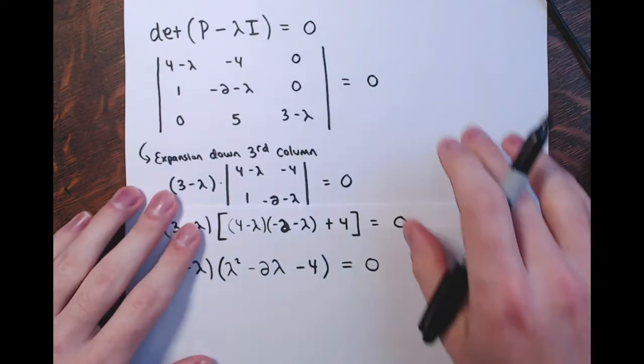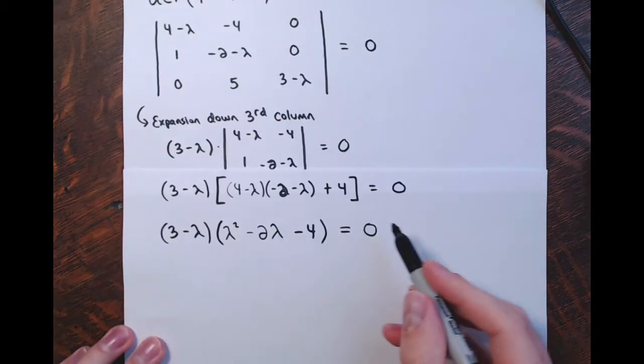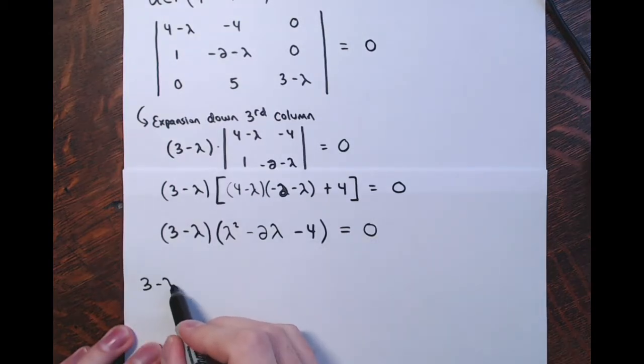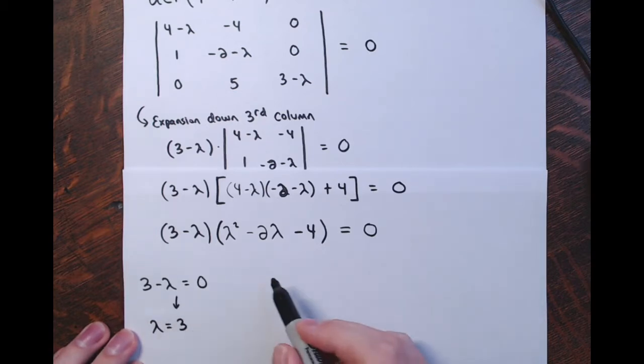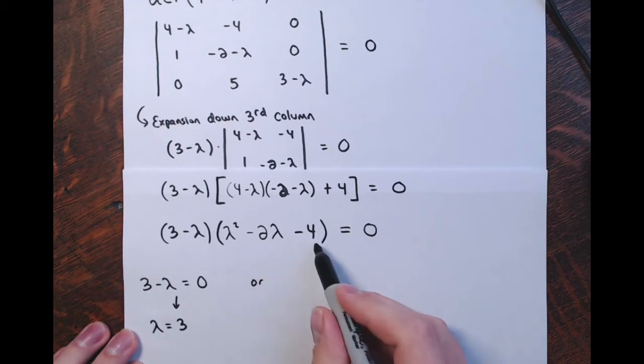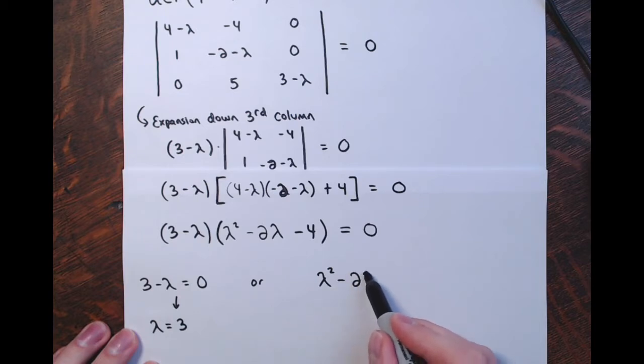Now, this product could be 0. I know that 3 minus lambda could be 0, so from this we're getting lambda equals 3. There's one eigenvalue. Or this other factor could be 0. Now this is not factorable. So lambda squared minus 2 lambda minus 4, this could be 0.